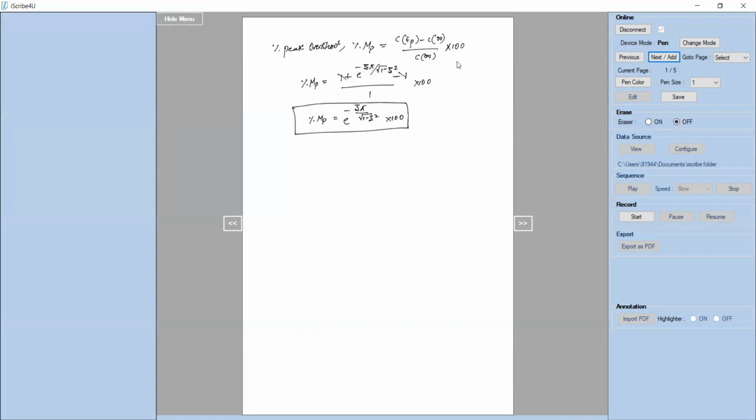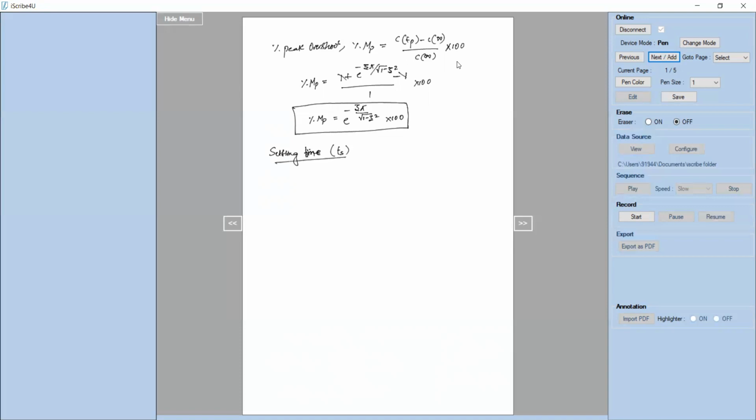Okay, so next we have to derive an expression for settling time. We have to write the equation for settling time, Ts.